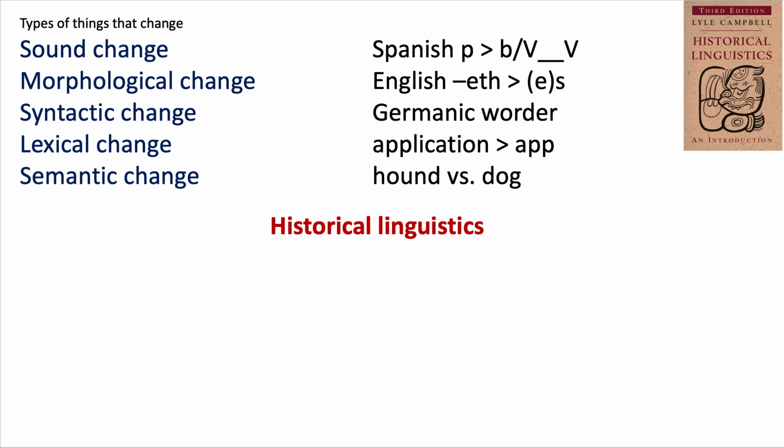Then we have syntactic change. We have, for example, the fact that English has SVO word order, right? Subjects come before verbs and verbs come before objects. But for example, Dutch and German have SVO word order in main clauses, but they have SOV word order in subordinate clauses. So we know that there must have been changes there. This is syntactic change.